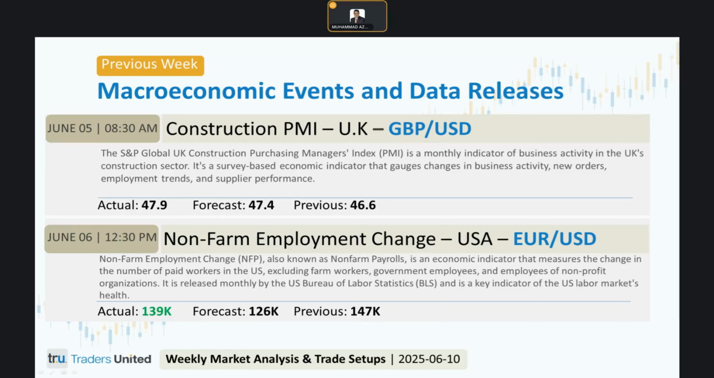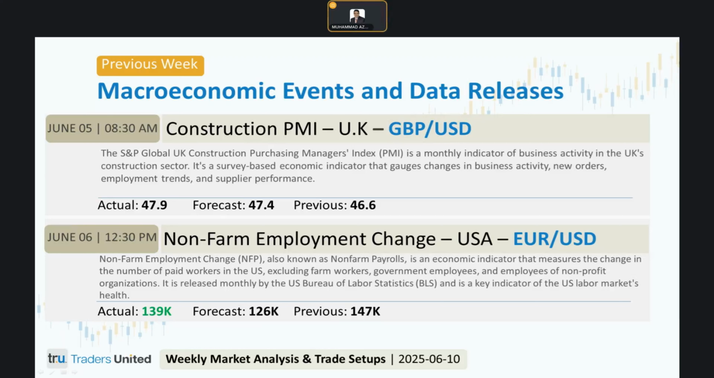So the market impact that we got on pound dollar is that the GBPUSD often reacts to significant surprises in PMI data, particularly when there are no competing macroeconomic drivers. While construction is a smaller part of the UK economy compared to services or manufacturing, this report can influence short term sentiment, especially when it aligns with broader economic trends.